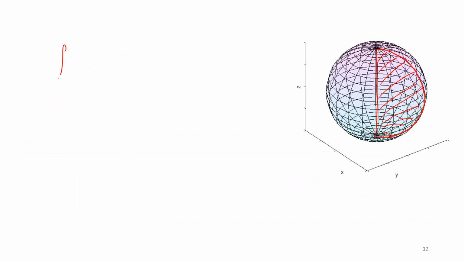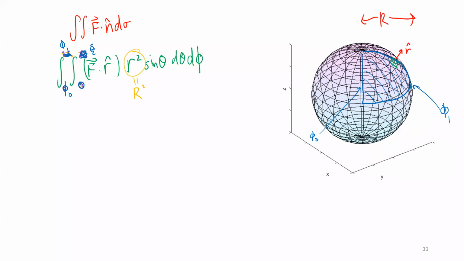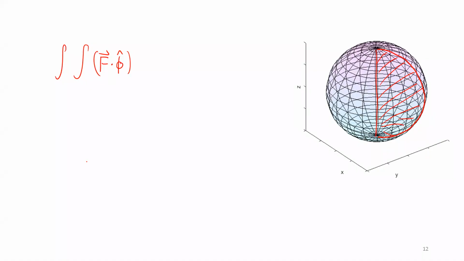So if we do the flux integral, we are taking F dot phi hat, and r d r d theta. The r limit goes from 0 all the way to the surface of the sphere, which is capital R.